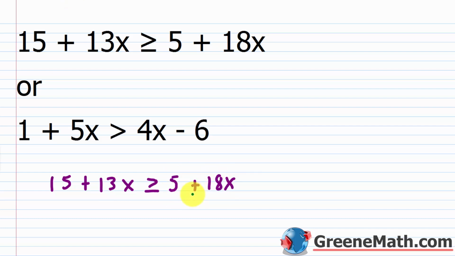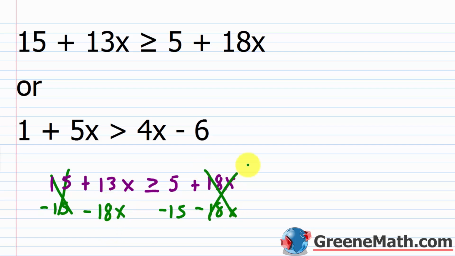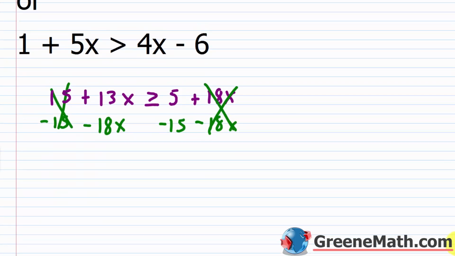So what I want to do, I want to subtract 15 away from each side. So that's going to cancel. And I want to go ahead and subtract 18x away from each side. Let me make that 8 a little bit better. So that's going to cancel. All right, let me get a little room going here. So 13x minus 18x is going to be negative 5x. This is greater than or equal to 5 minus 15, or 5 plus negative 15, is negative 10.